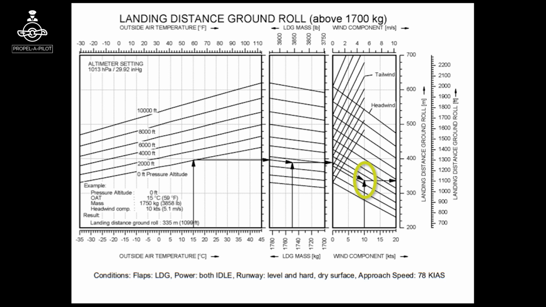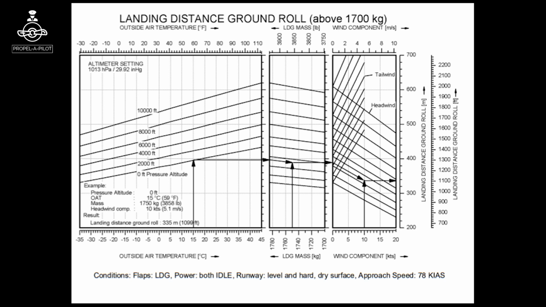As soon as you get that intersection point, draw a line from that point parallel to your x-axis towards your right. On the right, you see a scale for landing distance roll. This particular graph talks about landing distance roll in meters and feet as well. Wherever your line intersects the landing distance ground roll scale is your landing distance ground roll. That's it. That's pretty much it.